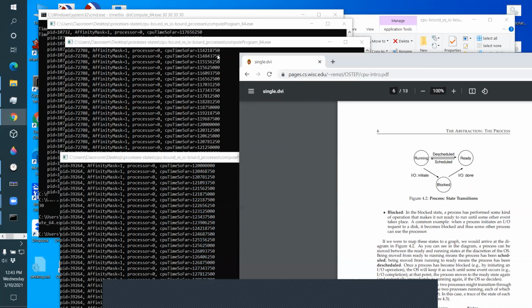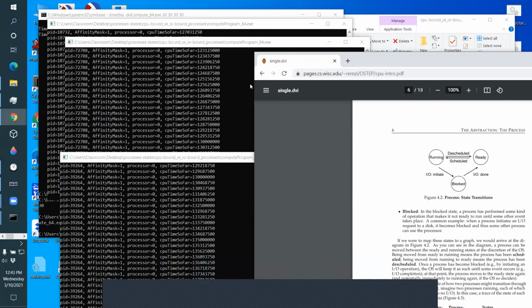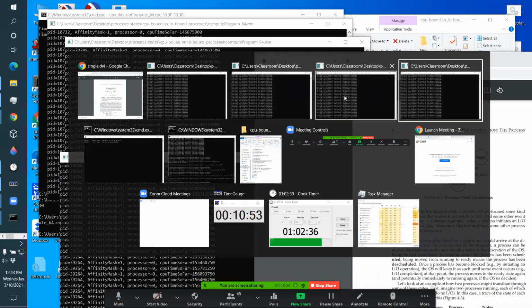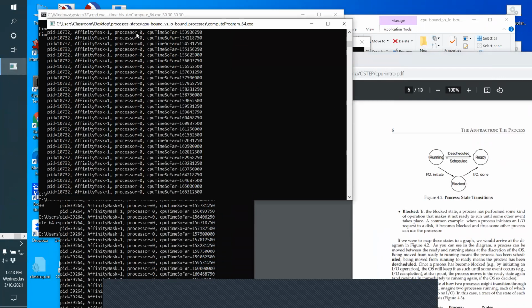I had the 4 of them run for 30 seconds each. So to run 4 of them for 30 seconds each is going to take about 2 minutes. This whole thing is going to run for approximately 2 minutes. There's the 4 of them. And you can see they're always running on CPU 0.